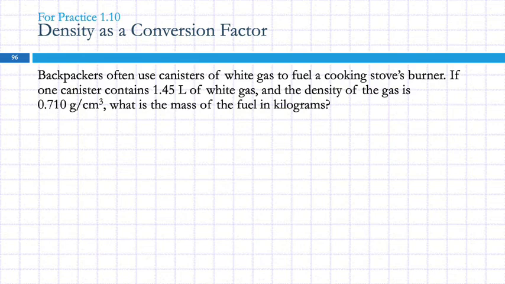Backpackers often use canisters of white gas to fuel a cooking stove's burner. Well, that's nice. If one canister contains 1.45 liters of white gas and the density of the gas is 0.710 grams per cubic centimeter, what is the mass of the fuel in kilograms? So what are we going to ask ourselves first?